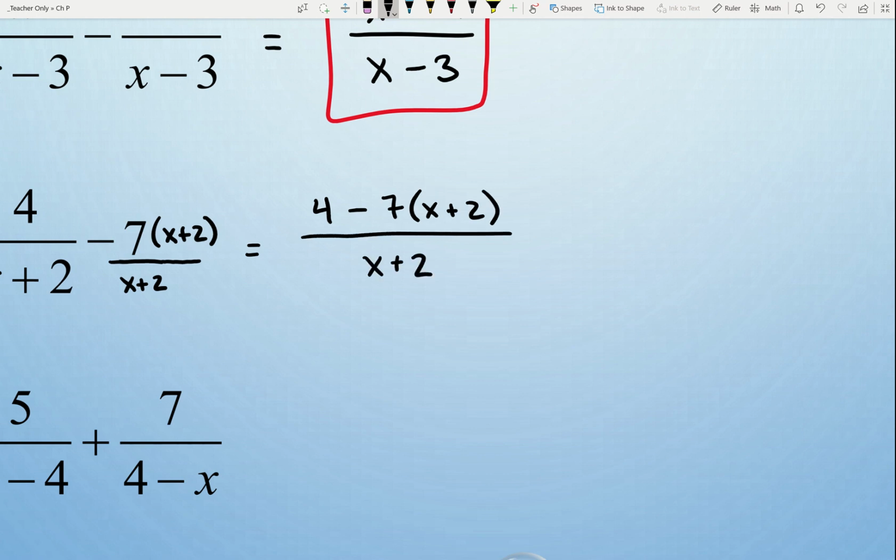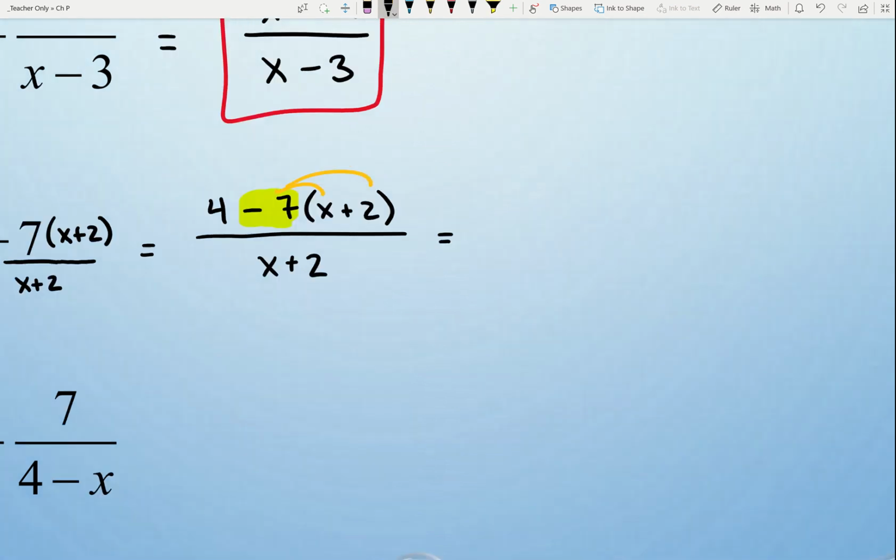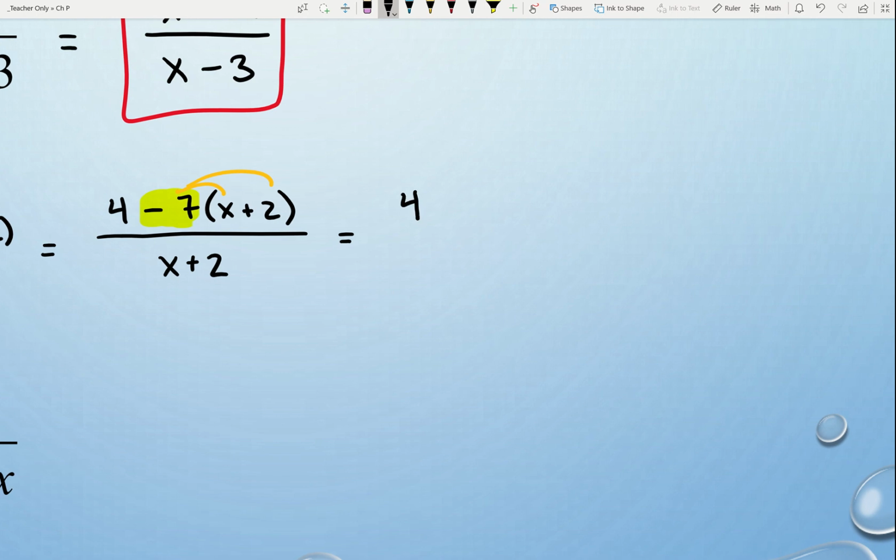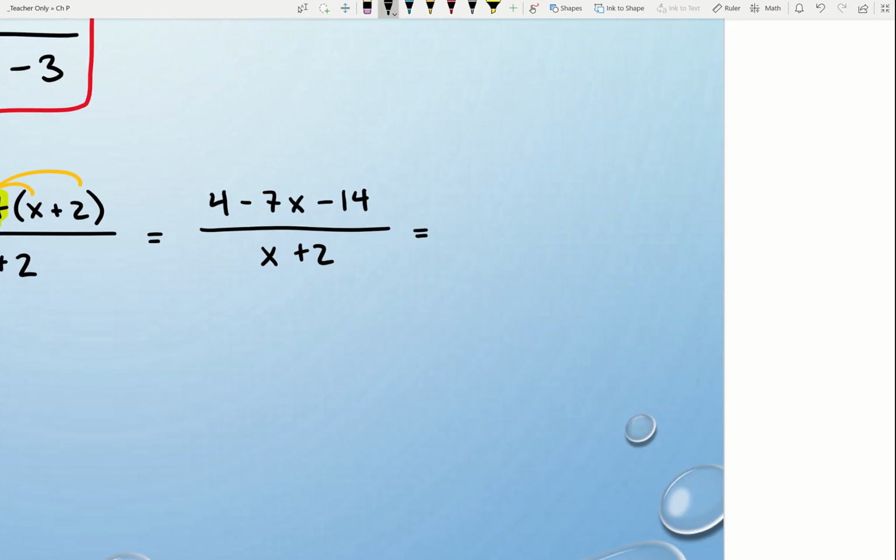Okay, and what we would want to do is just simplify that numerator here a little bit. Really easy to do here because we have 7. We're just going to go ahead and use the distributive property to distribute that in, and then we'll combine some like terms here. So we've got 4 minus 7x minus 14, and that is all over our common denominator. And so finally combining those two constants there, we're going to have negative 10 minus 7x all over x plus 2.